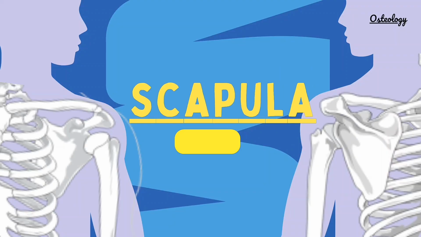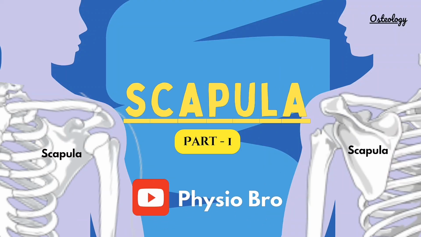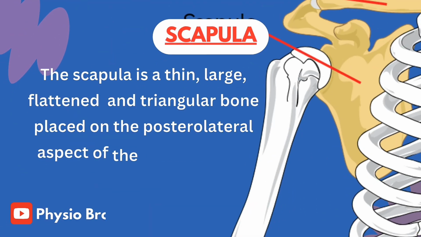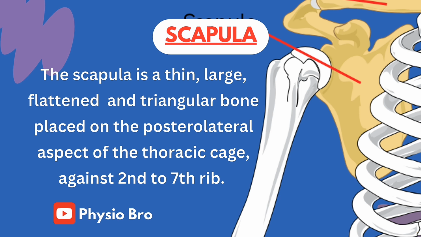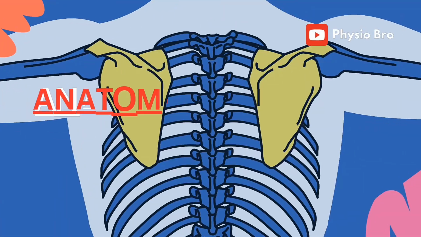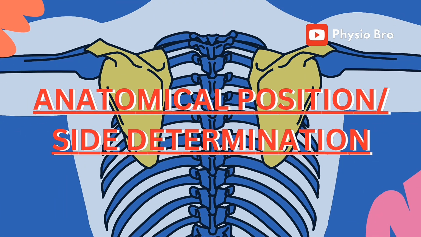Hello everyone, in this video we are going to see about side determination, parts and features of the scapular bone. The scapula is a thin, large, flattened and triangular bone placed on the posterolateral aspect of the thoracic cage, against the 2nd to 7th rib. Anatomical position and side determination.